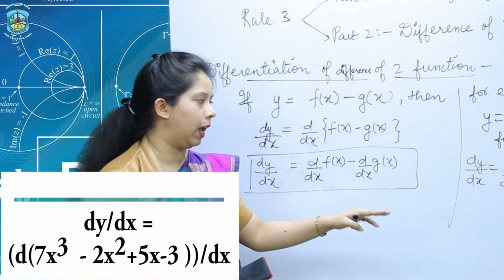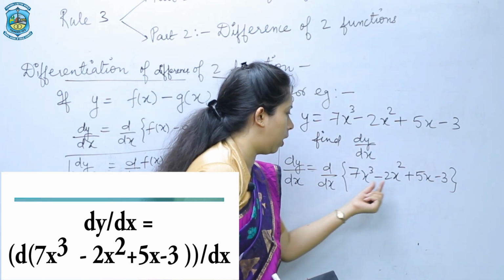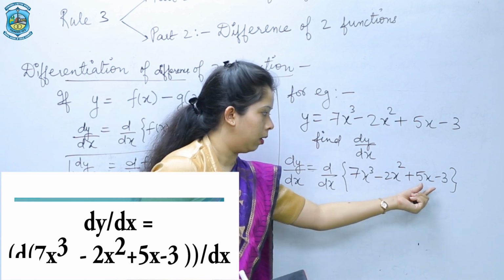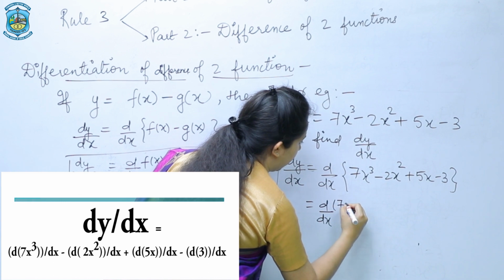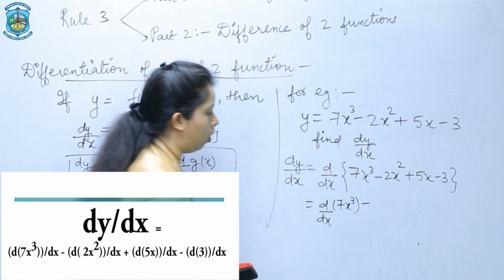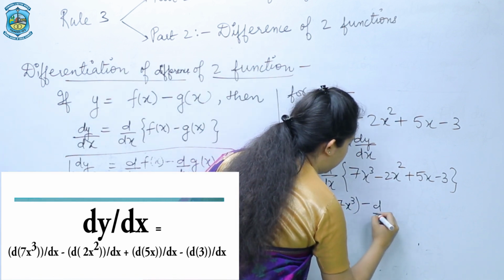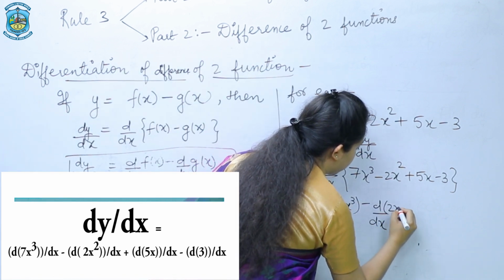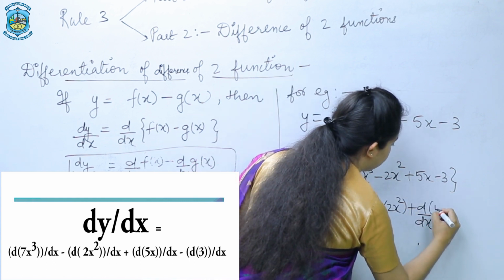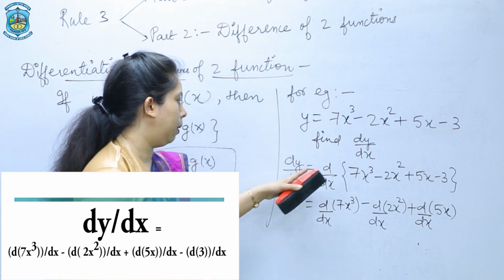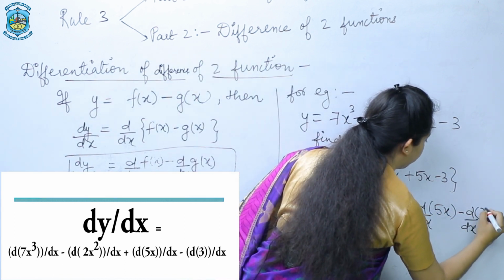So in this particular case, the derivative will get applied to each term, so you will have to differentiate each term. So that would become d by dx of 7x cube minus d by dx of 2x square plus d by dx of 5x minus d by dx of 3.